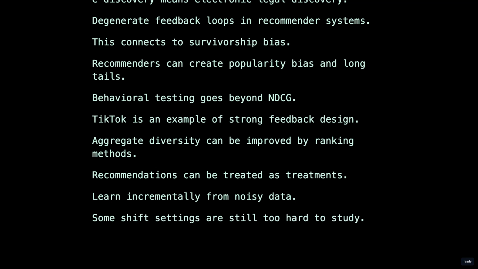That remark points to a boundary in the research itself. There are shift patterns we can define mathematically, but not every mathematically neat case has a practical method attached to it yet.